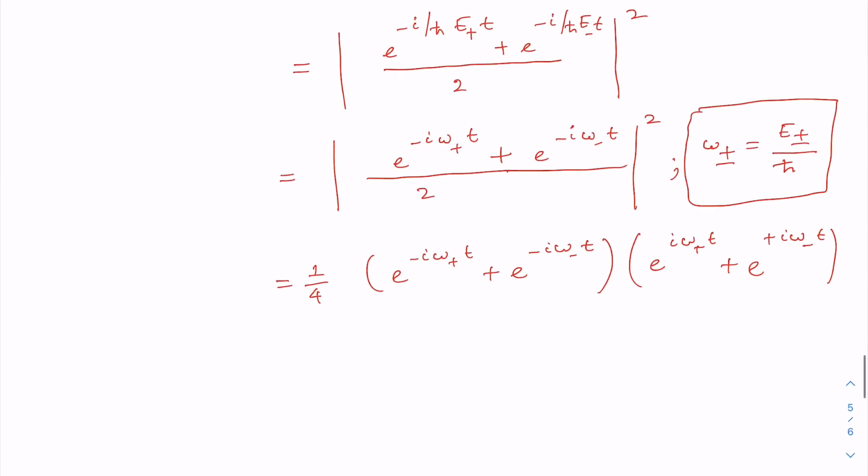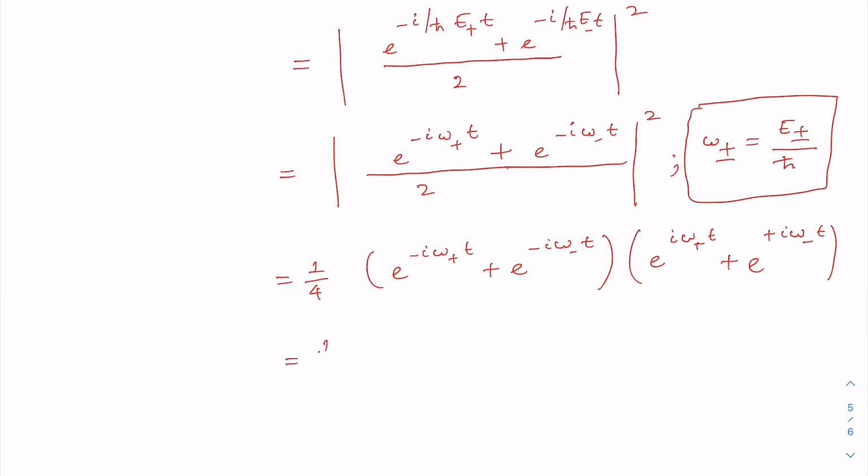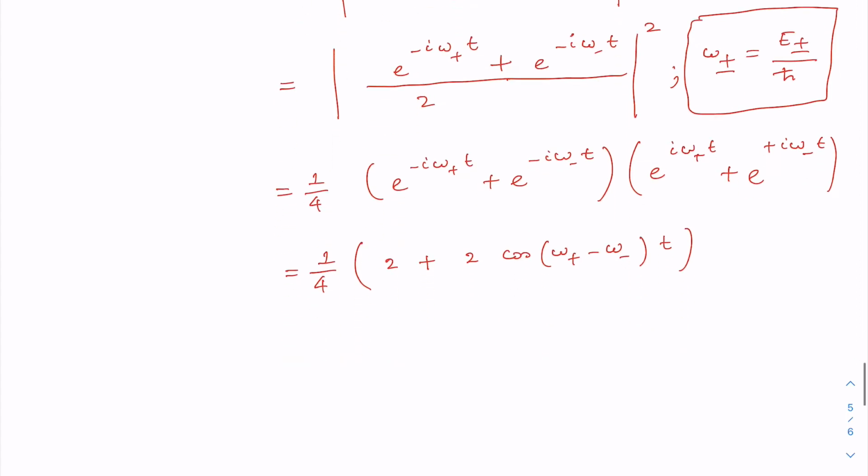So if you break it up, very simple, you are going to get 1 by 4. You will get, I think you can do it, it's very simple, 2 plus twice of cos(ω₊ − ω₋)t. Okay, this I can further simplify as 1/2 [1 + cos(ω₊ − ω₋)t].